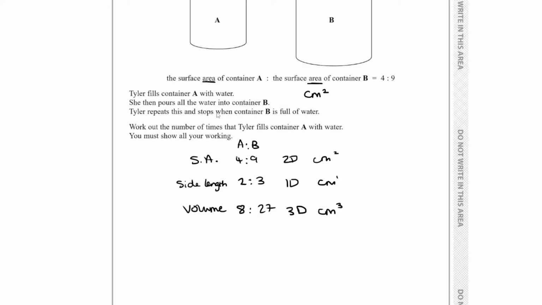How many times would she have to fill up container A and effectively pour it into container B for it to be full? So do you see how I could just divide those? I know that doesn't divide equally, but effectively how many times would 8 go into 27? 3 point something, isn't it? More than 3.